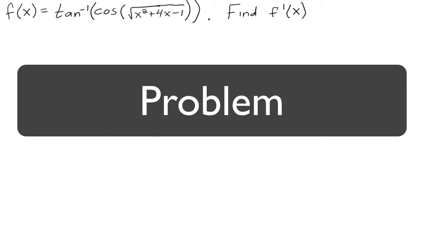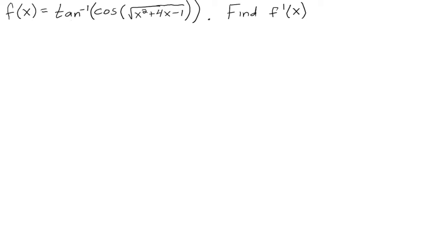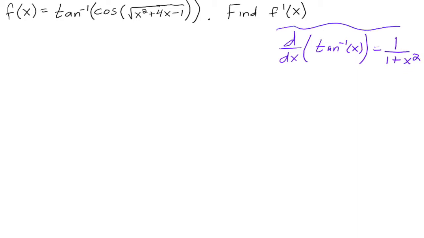Okay, so here we want to find the derivative of this function. And so we're going to remember that the derivative of inverse tangent of x is 1 over 1 plus x squared. So we're going to use the chain rule for this guy.